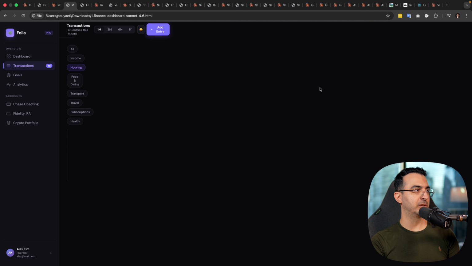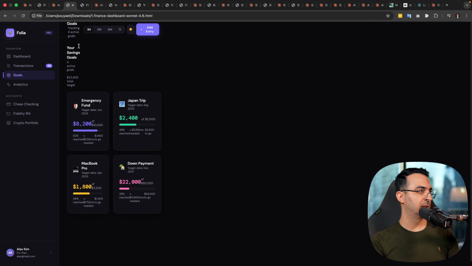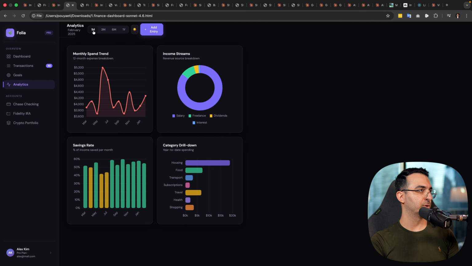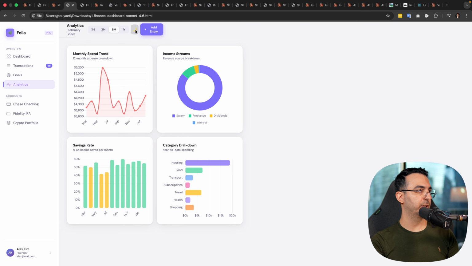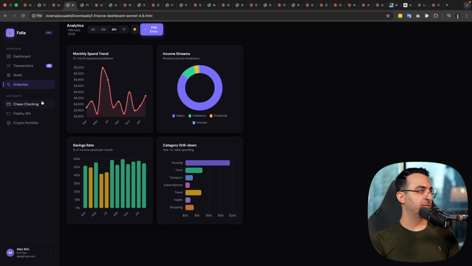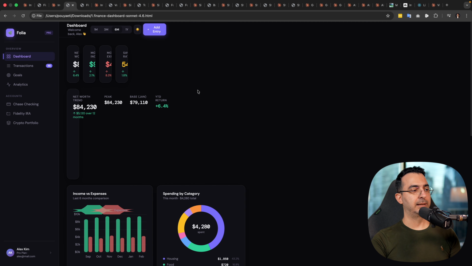In transactions, we don't see anything. In goals, it is okay, but it's like we are looking at this on a tablet screen rather than computer. Analytics looks good. Okay, these are not working. More or less it's fine, and these are not working as well. More or less it is fine, but the problem is layout.